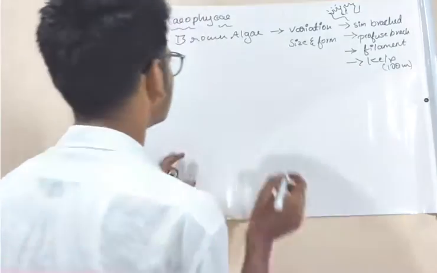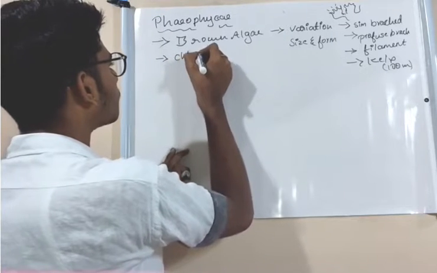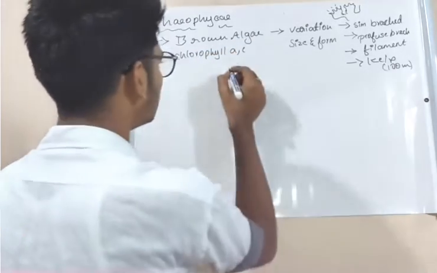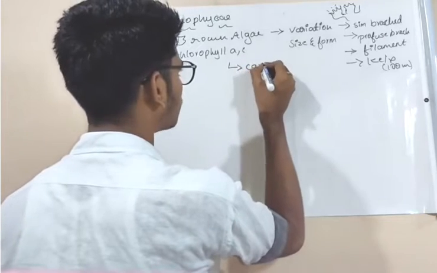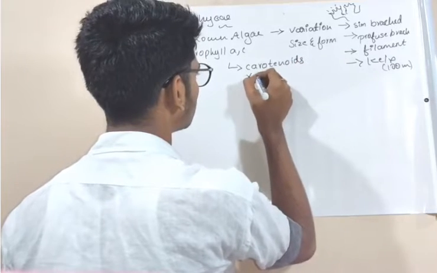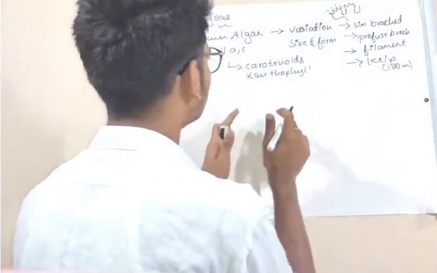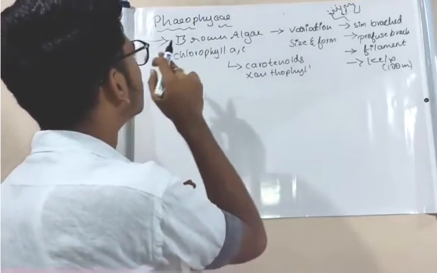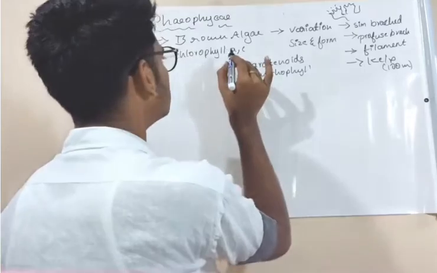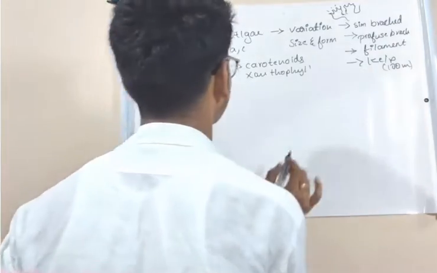And next we see it is brown in color due to the pigments chlorophyll a and c, carotenoids and xanthophyll. These are the pigments which make the Phaeophyceae brown.